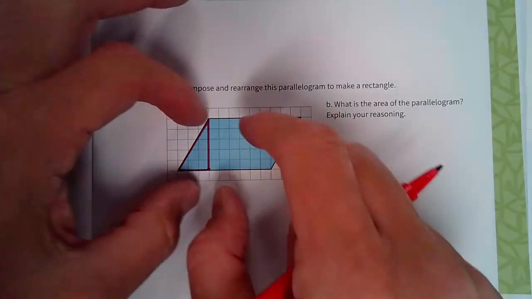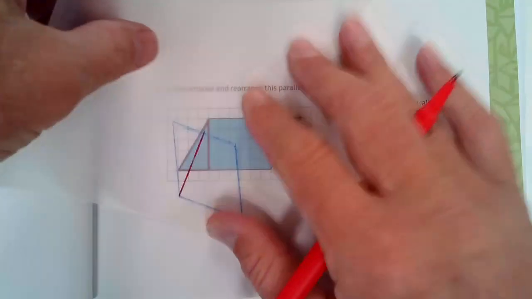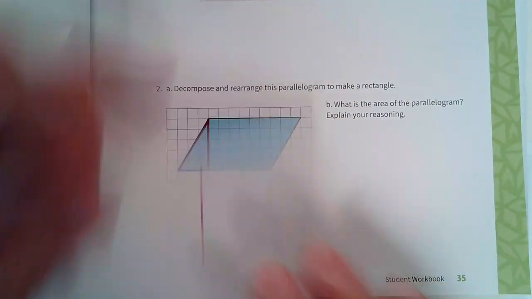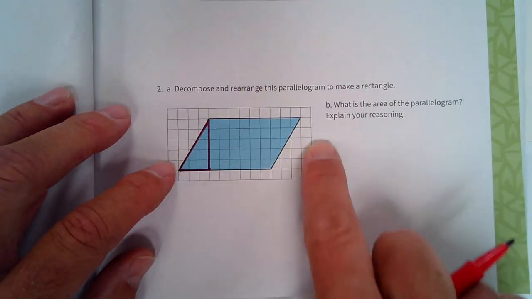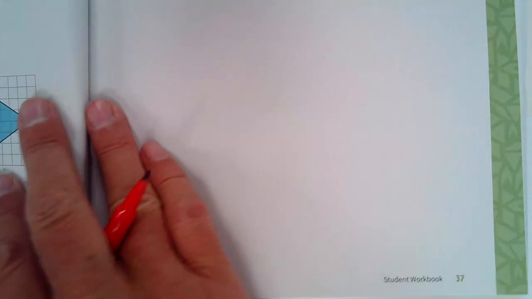And then I would take that piece on my transparent paper. Oh, this one's not going to work, I don't think. No, it's too big. Anyways, and just slide it over, and then I would have a rectangle. Okay. I think you guys understand how to do that.